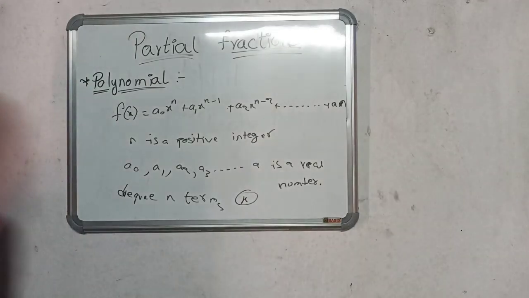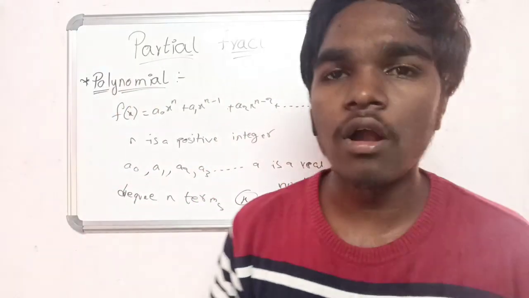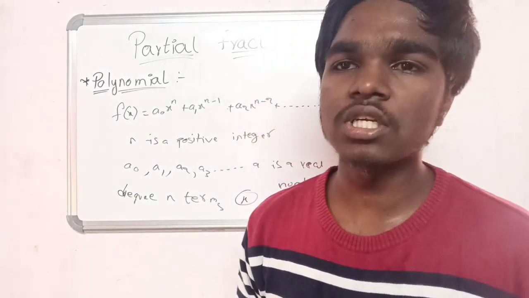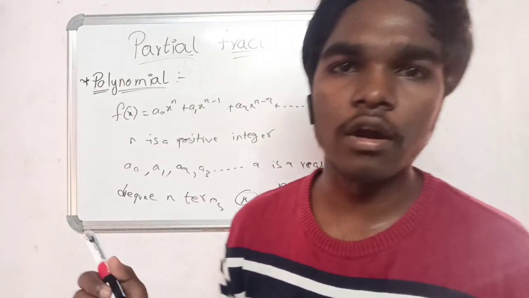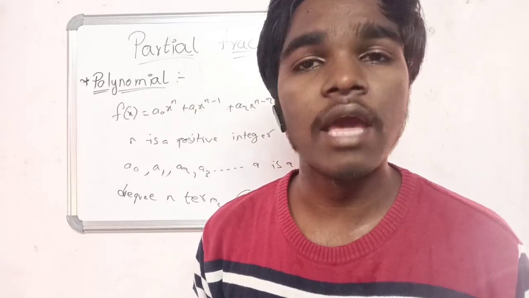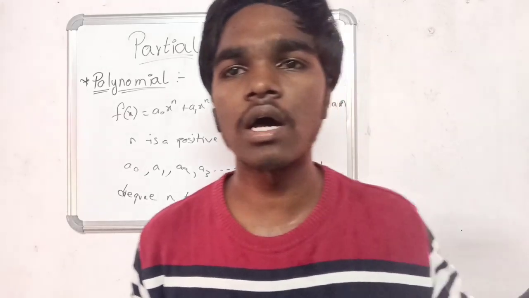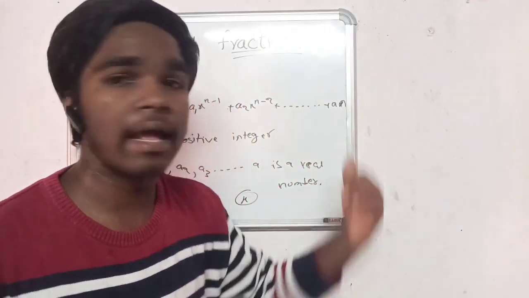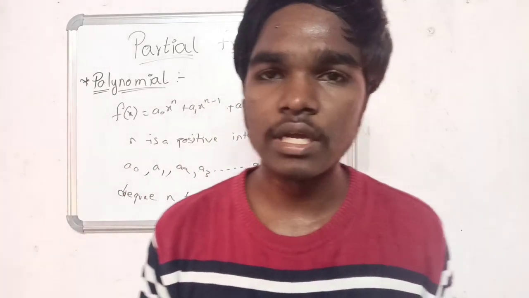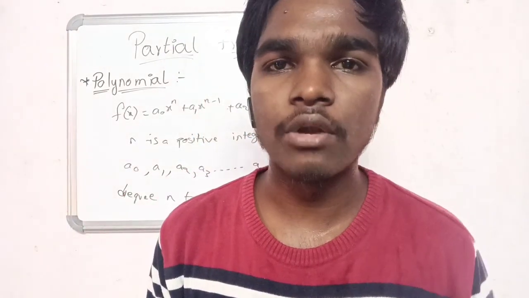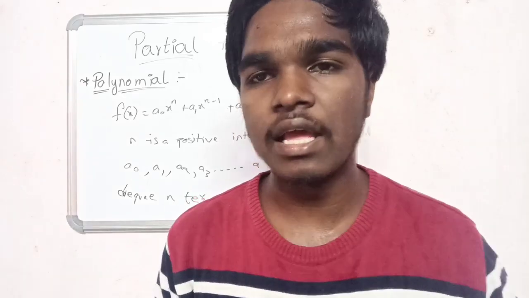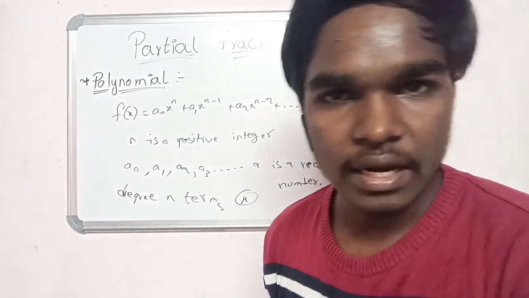This is a polynomial. Once again, what is a polynomial? A polynomial is an expression in the form of f of x is equal to a0 x power n plus a1 x power n minus 1 plus a2 x power n minus 2 and so on, which ends with plus an, where n is a positive integer and a0, a1, a2, a3, a4 and so on are all real numbers. Then the given expression is a polynomial with degree n. This is about the polynomial.